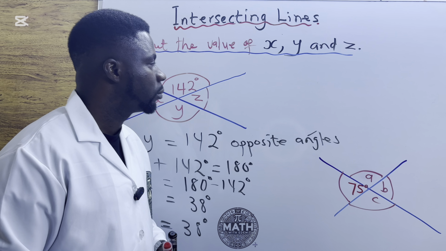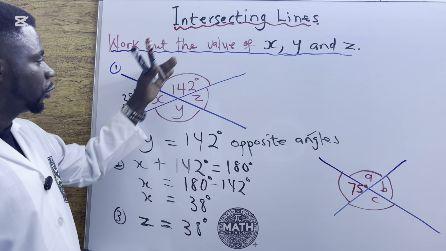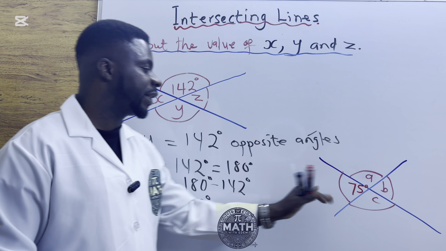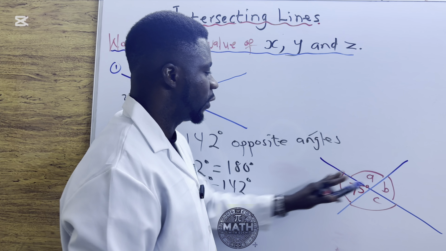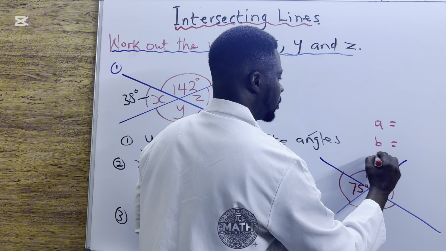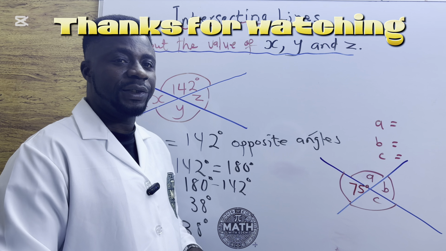Okay guys, so knowing that opposite angles are equal, I want you to find the value of the angle ABC. Find the value of the angle A, the angle B, and the angle C for me. Write your answer in the comment section.